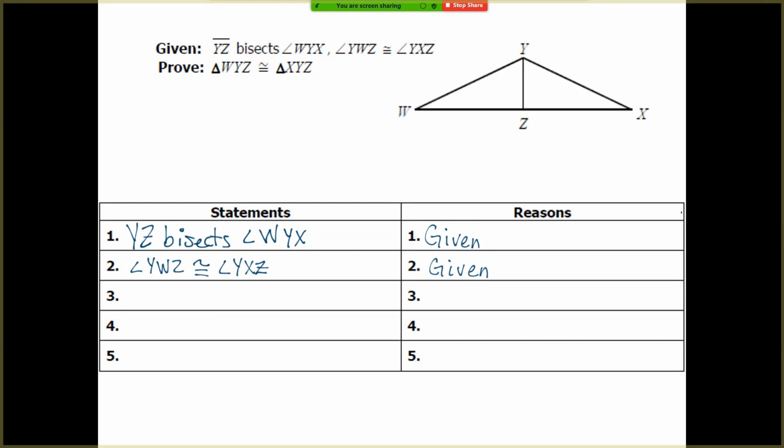So with that information, the only thing you can really write in your diagram is that angle YWZ is congruent to angle YXZ. So this angle here is congruent to this angle here.